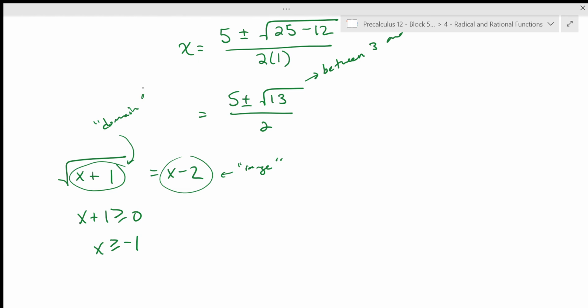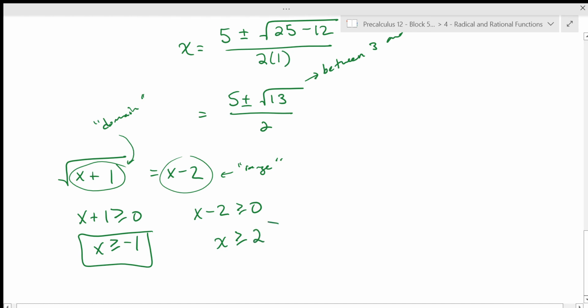Okay, and you are welcome to try plugging 5 plus radical 13 over 2 and 5 minus radical 13 over 2 into your original equation. I just don't recommend it. It will take you a lot of time to do. You can use a decimal approximation. You can try it, but I find this way to actually be simpler despite the fact it requires thinking. Okay, so you know that x has to be greater than or equal to minus 1. Okay. We have x minus 2 greater than or equal to 0. So you know that x also has to be greater than or equal to 2.